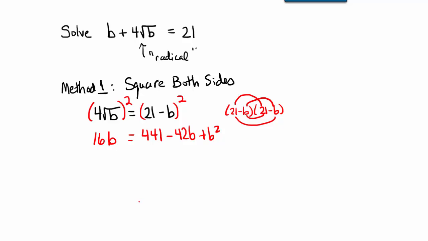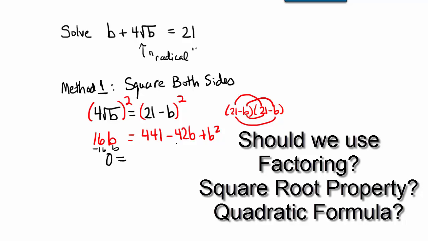The equation that we have now is a quadratic, and you can tell this because the b is being squared. So this is an improvement because we got rid of that radical, and now we know that we can solve a quadratic equation using one of our quadratic methods. Let's get it in standard form to get an idea of which method we might use. Standard form means 0 on one side and descending order on the other. So I'm going to subtract 16b from both sides. I'm going to write b squared first. Then negative 42 minus 16 would be negative 58b. Plus, we have a positive 441.